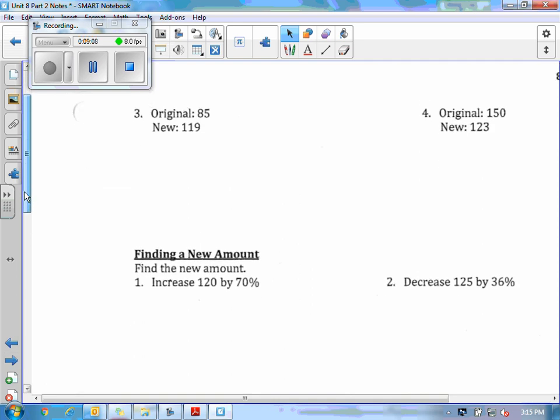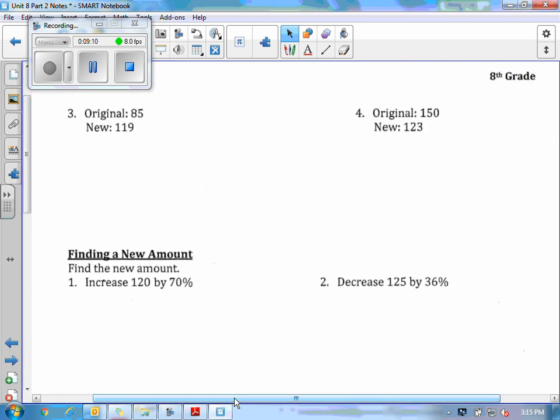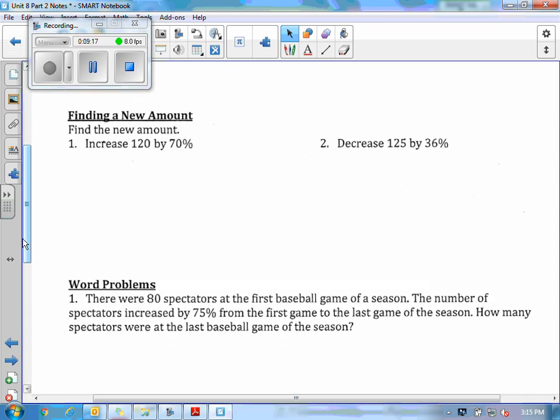3 and 4 I'll leave for you. Just follow the exact equation that I showed you in the 2 problems before. The next section says finding a new amount. This can be a little bit more difficult. I'm actually going to do both examples for you, and then just ask me if you have any questions.